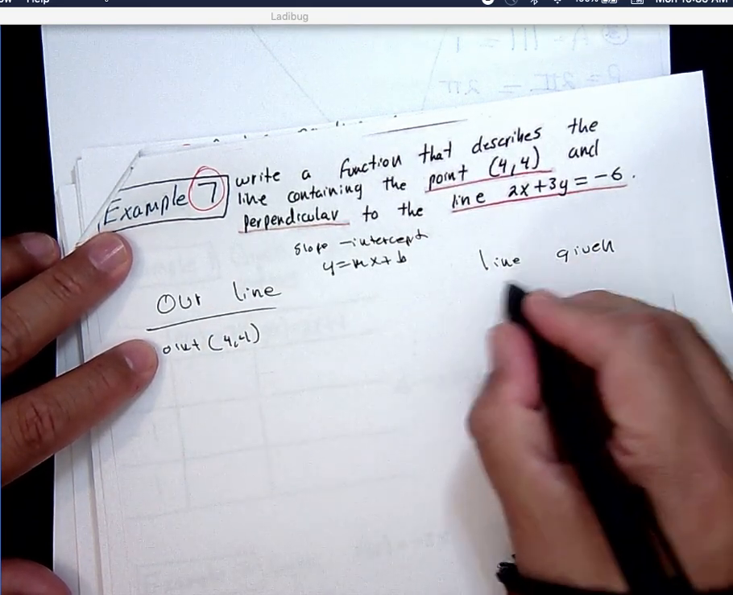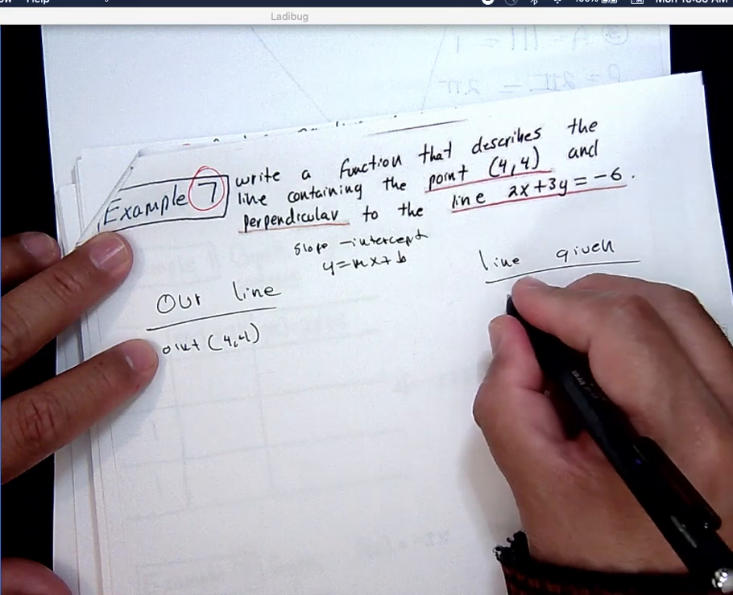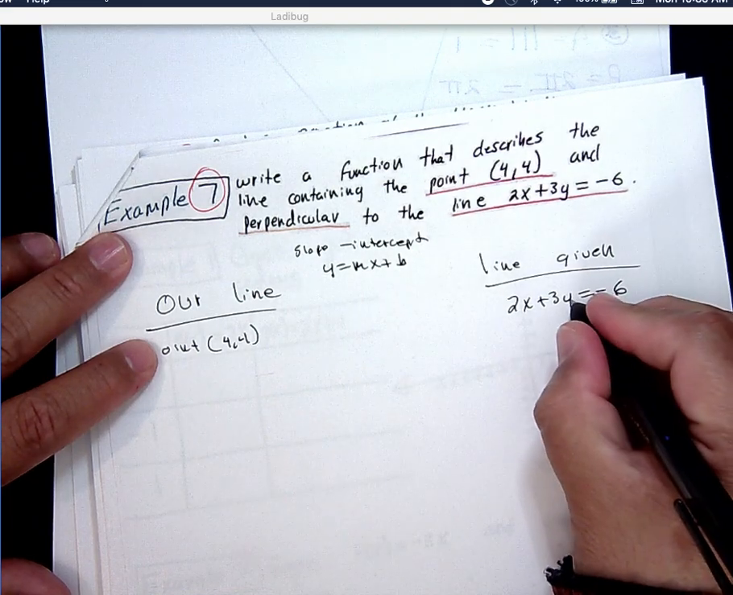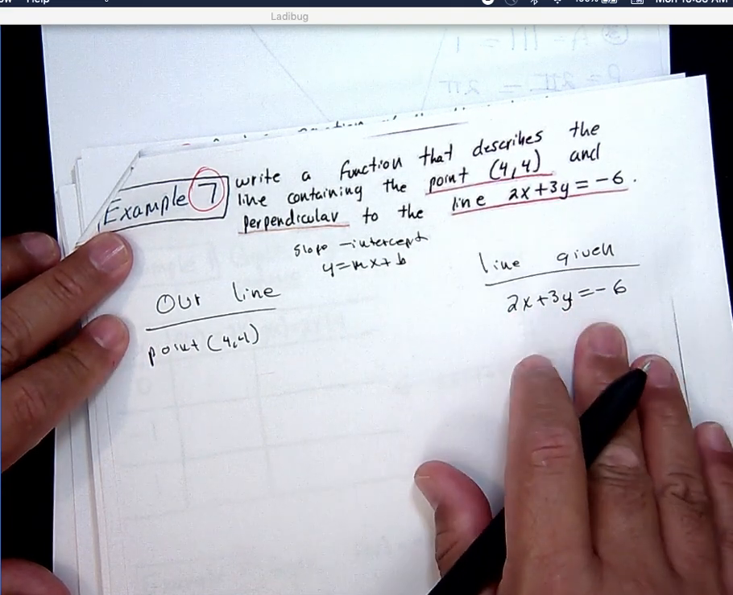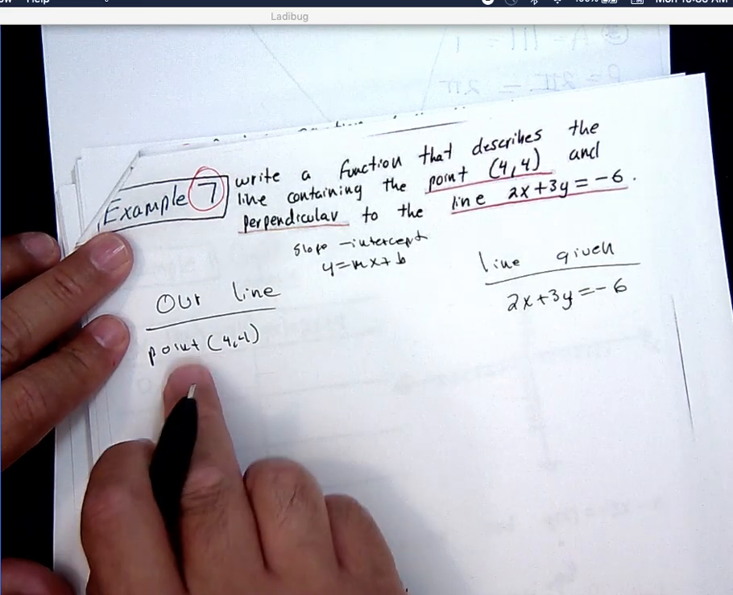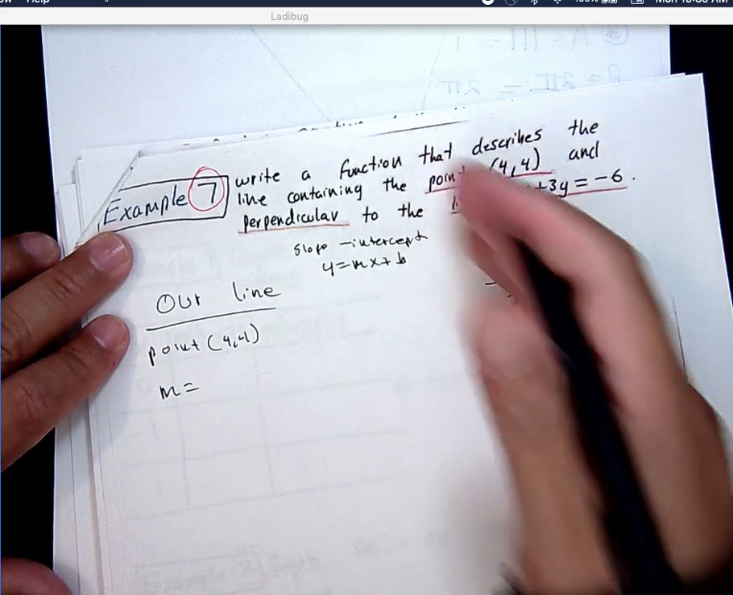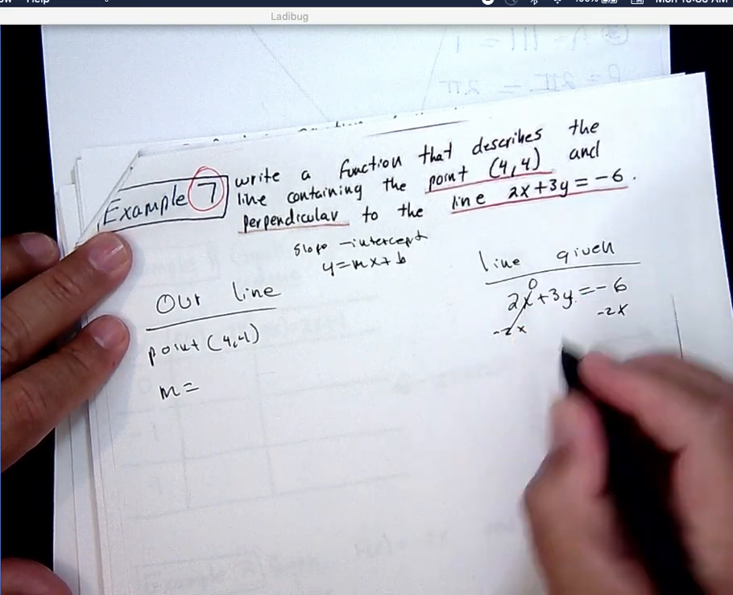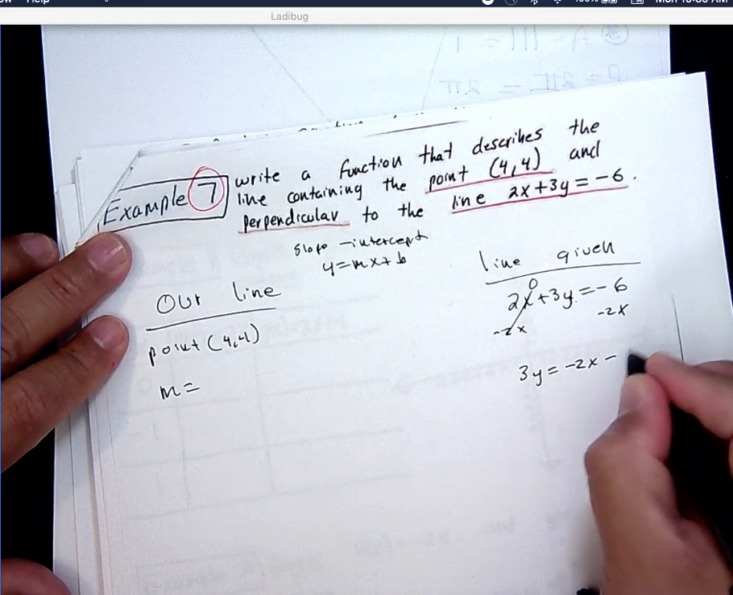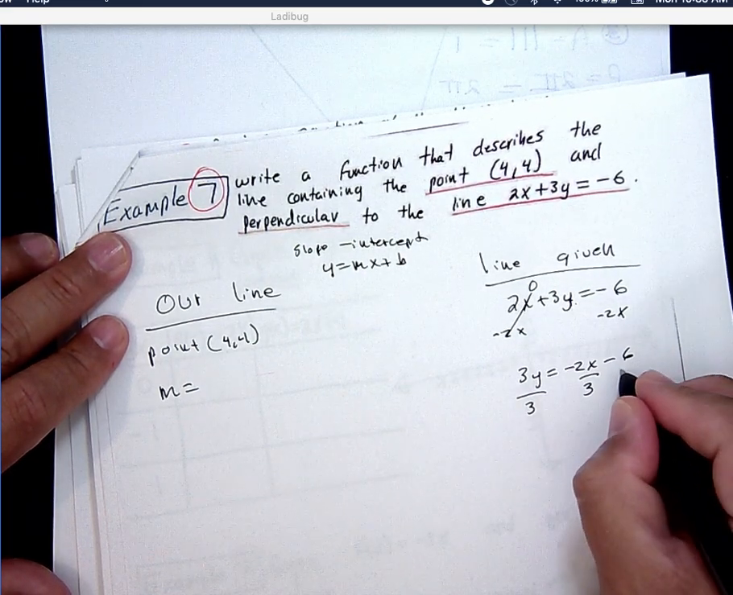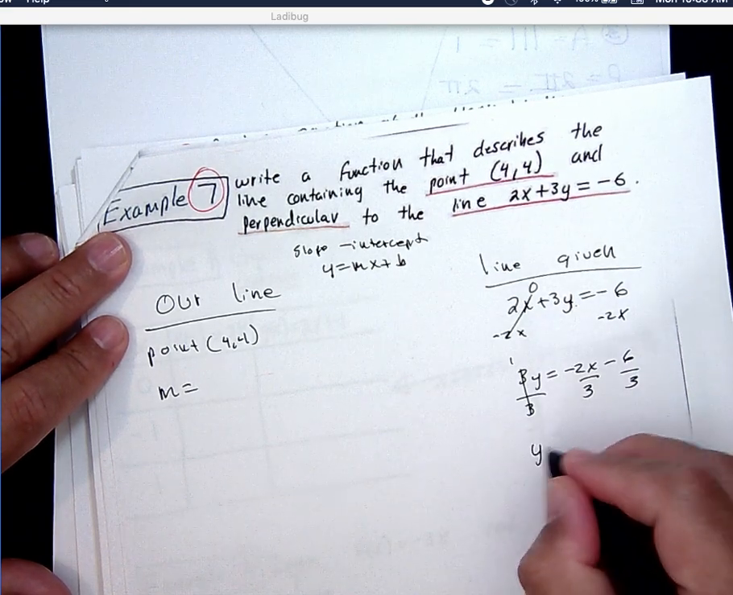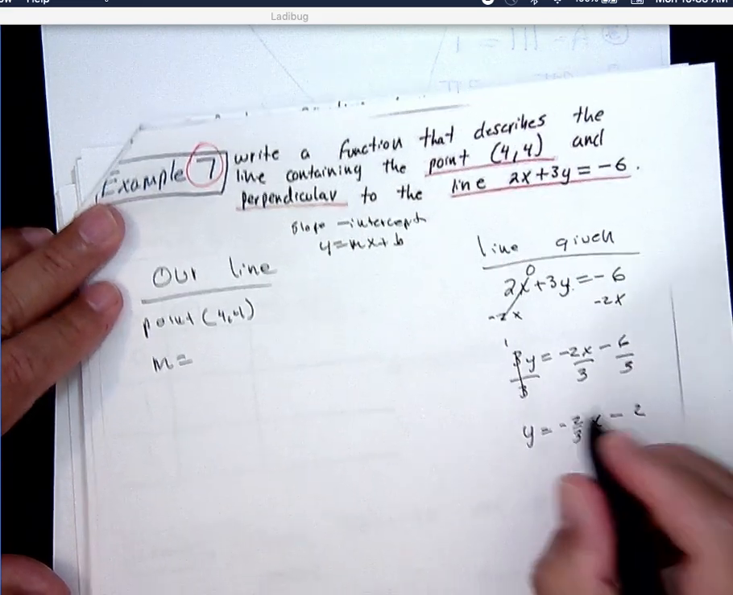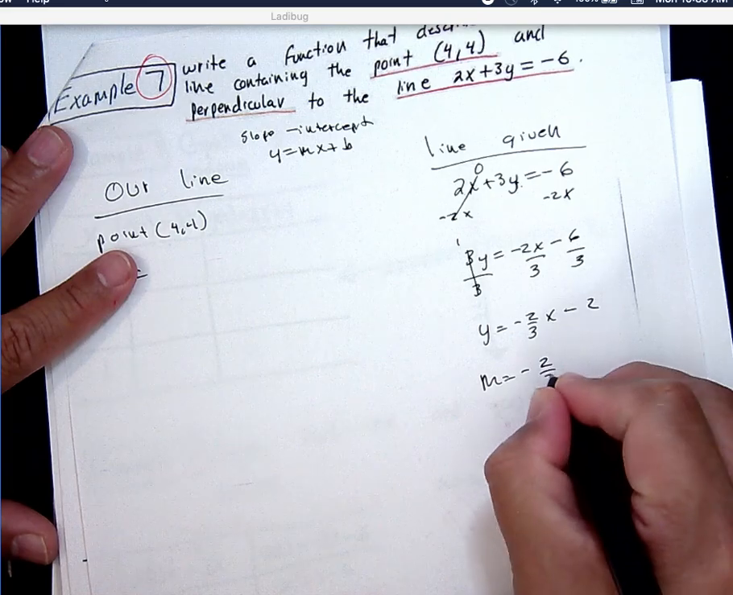Okay, so the line given is 2x plus 3y equals -6. They want us to find the slope of this, and that way we know that the slope of our line would be the opposite reciprocal. So again, let's solve for y. 2x, that's 0. So 3y equals -2x minus 6. Divide by 3, divide by 3. So y equals -2/3 x minus 2. So the slope of this line is -2/3.